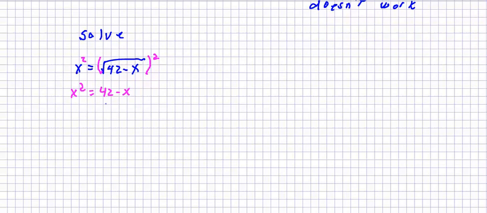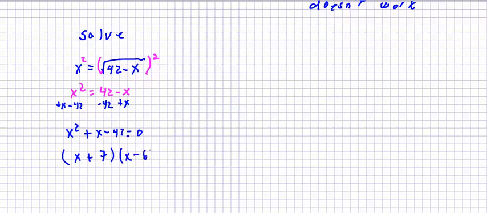Set it equal to 0, so we add x to both sides, plus x, and we subtract 42, and I end up with x squared plus x minus 42 equals 0. We factor: x plus 7, x minus 6, and then we have x equals negative 7, or x equals 6.